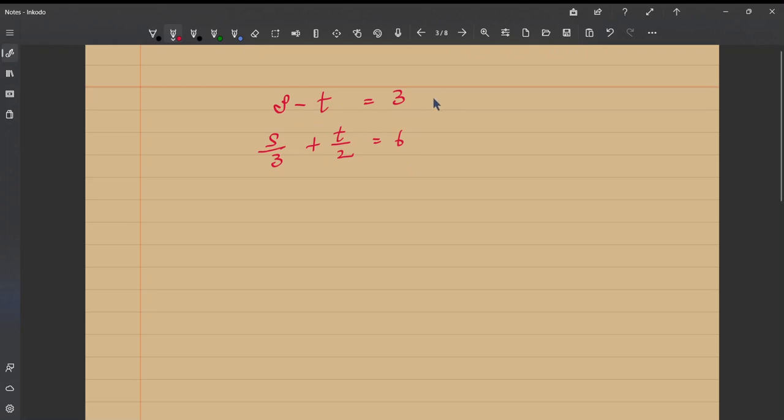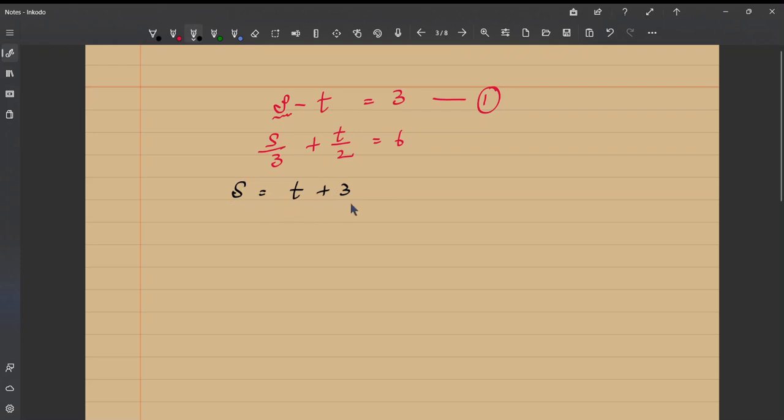Now, taking the first equation, let us find out the value of, say, s in terms of t. You can do it for even t in terms of s, whatever is convenient for you. But now, let's express the variable s in terms of t. So, it becomes s is equal to minus t, when you add t to both sides, you get t plus 3. So, this is the value of s in terms of t.